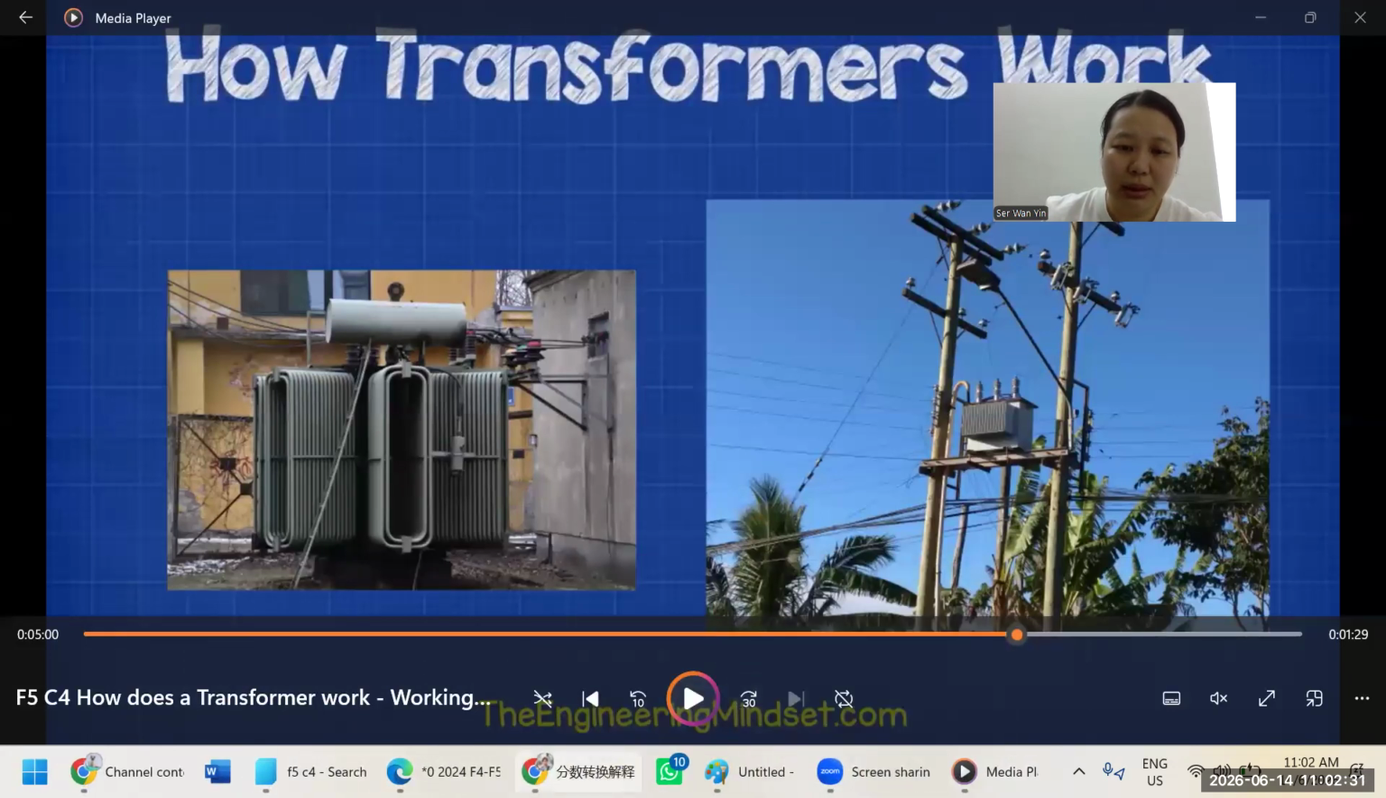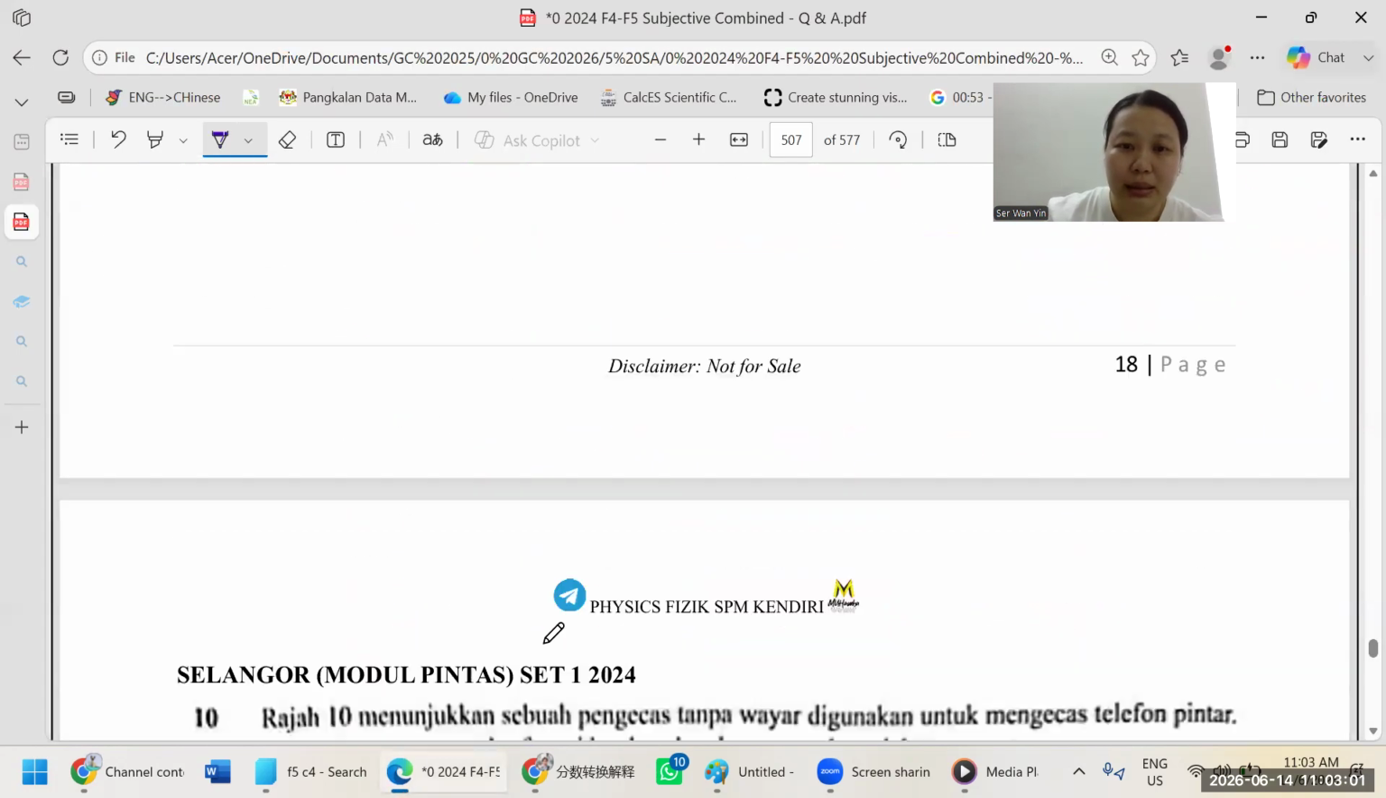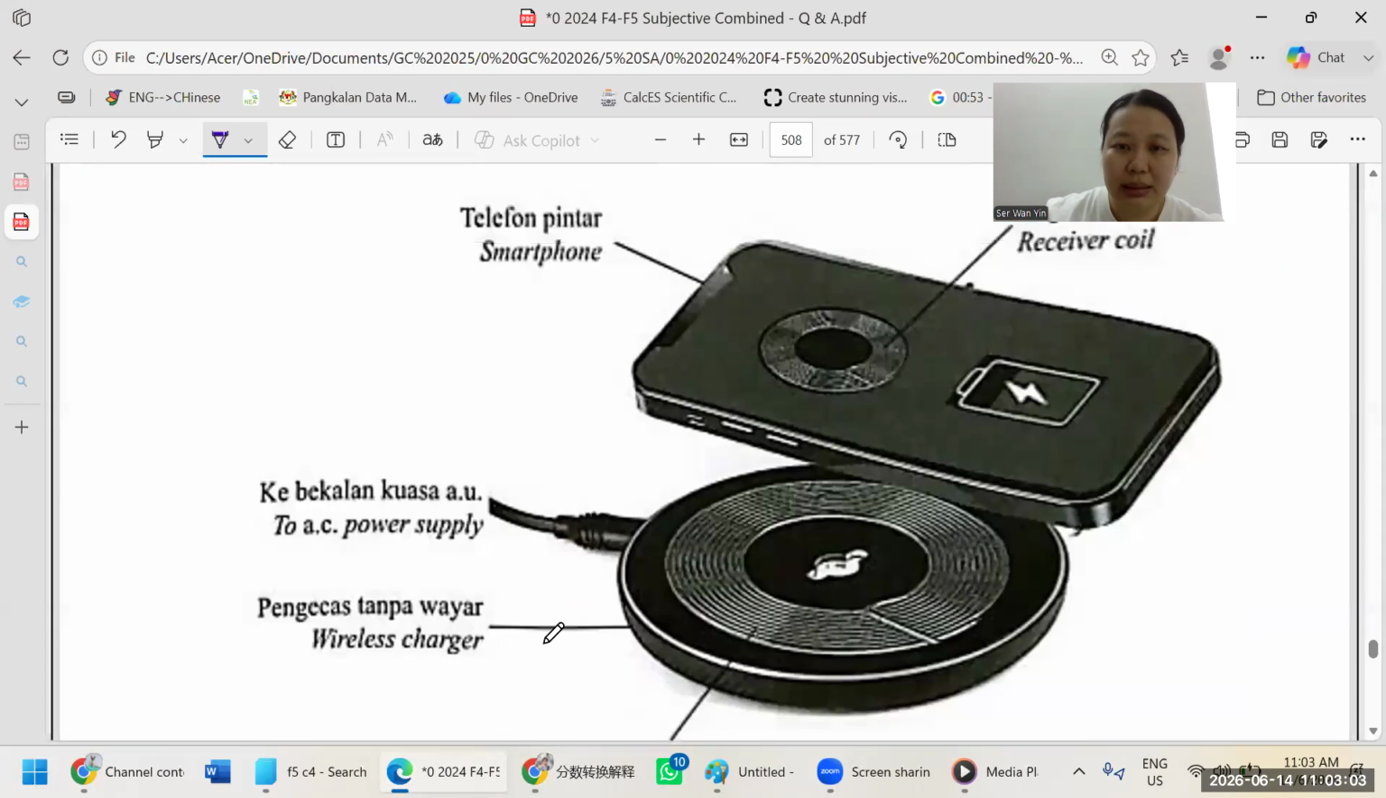So 羊毛长在羊身上 means 一分钱一分货. When you buy electronic gadgets, some are expensive, some are a little cheaper, because the materials they use cost differently. But so far in our physics, we don't care about cost first. We just want theory first.